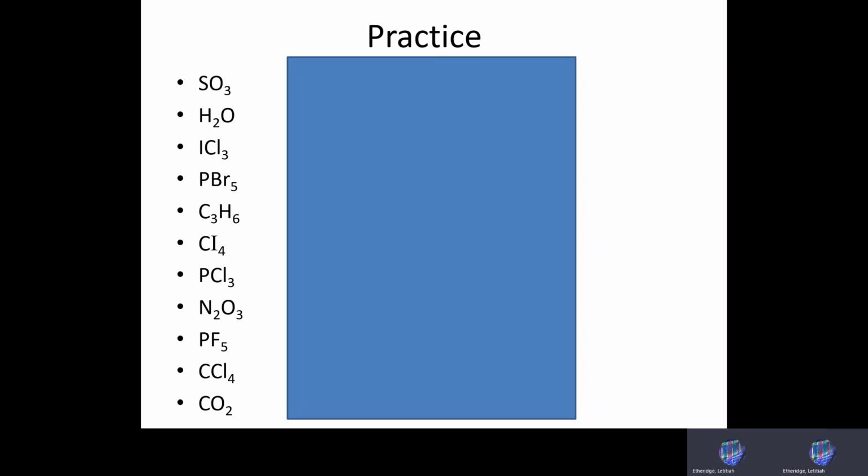The next one is CI4. First element does not have more than 1, so it does not have a prefix, so that's going to be carbon. I have 4 iodine, so that prefix. And this one is also a little interesting. We don't say iodinide.